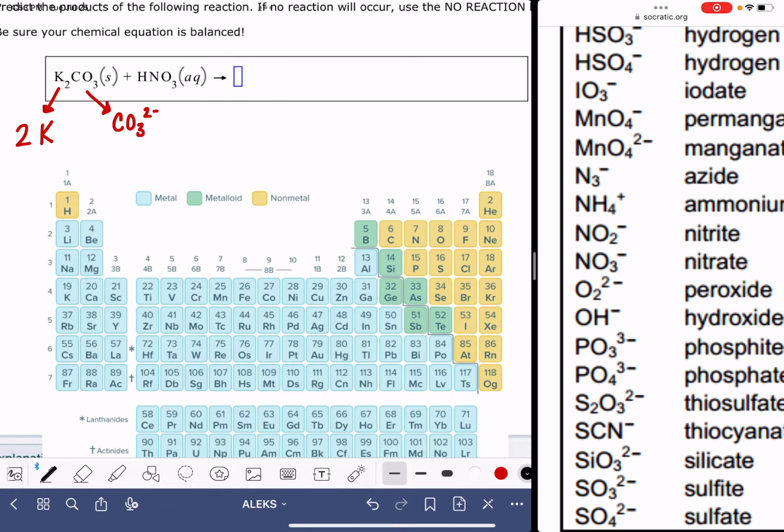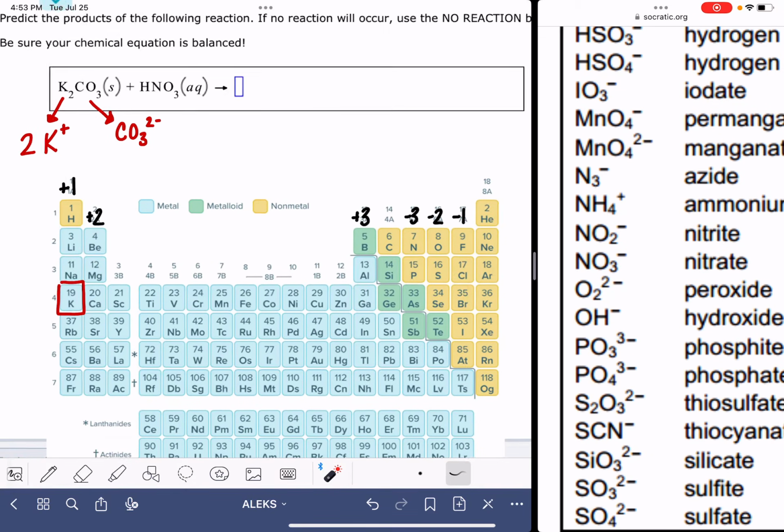It's helpful if you can remember that all of the elements in the first column on the periodic table form +1 ions. Potassium is located in that first column, so it is a +1 ion. And just to finish filling this out, column number 2 are the +2 ions, 3A are the +3 ions. These guys tend to not ionize, and then we count down with our anions, negative charges. So this helps us remember the charges on ions that are not polyatomic.